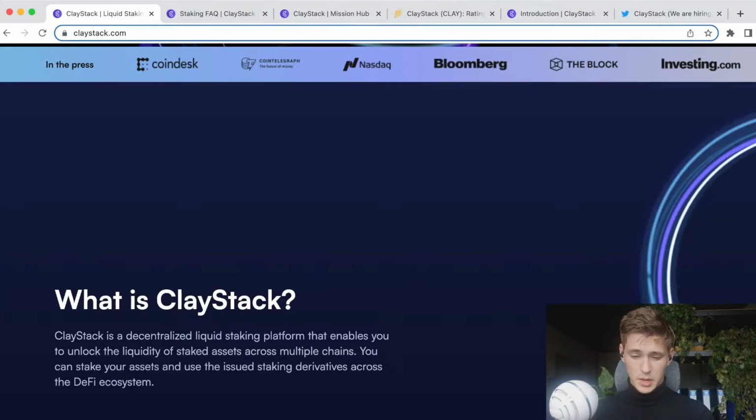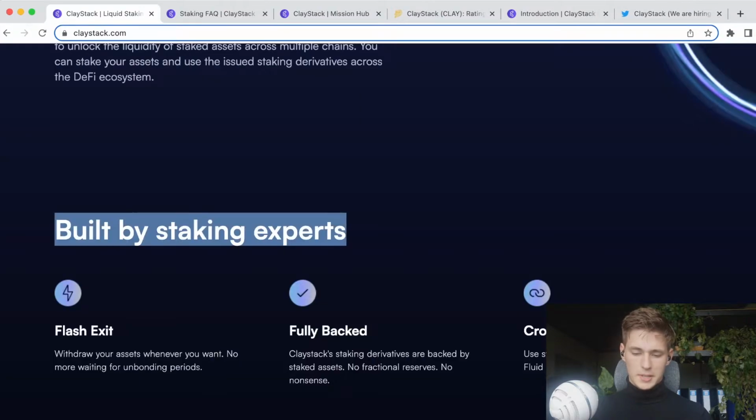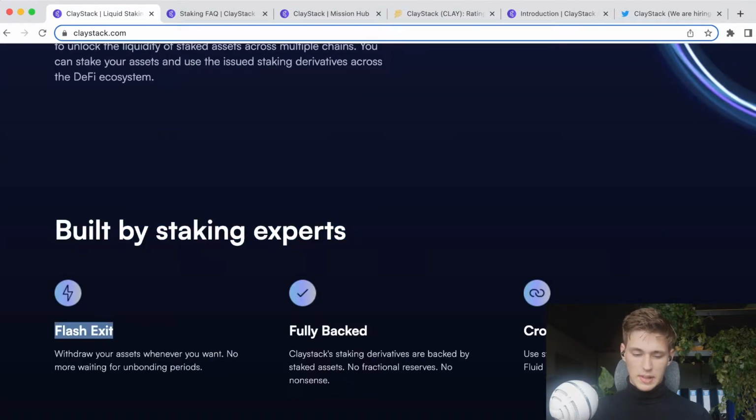Let's get started. What is Claystack? Claystack is a decentralized liquid staking platform that enables you to unlock the liquidity of staked assets across multiple chains. You can stake your assets and use the issued staking derivatives across the DeFi ecosystem. Built by Staking Expert. There's a flash exit, meaning you will be able to withdraw your assets whenever you want to. No more waiting for unbonding periods.